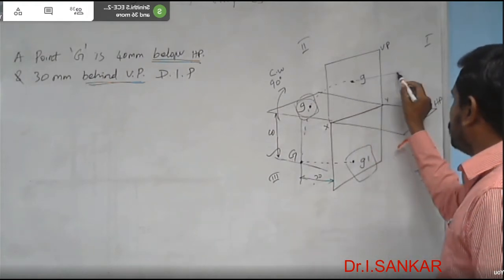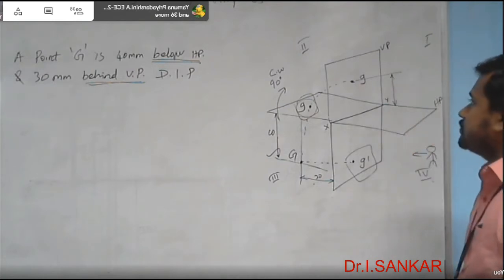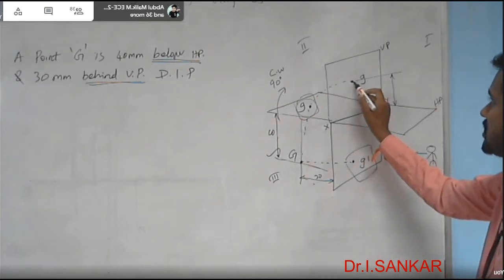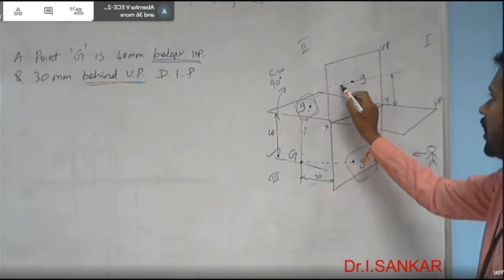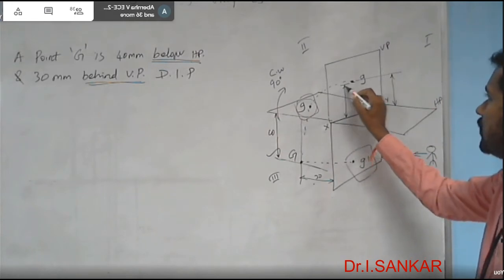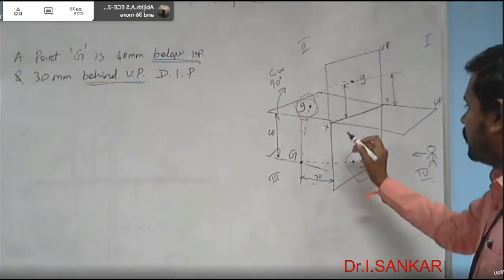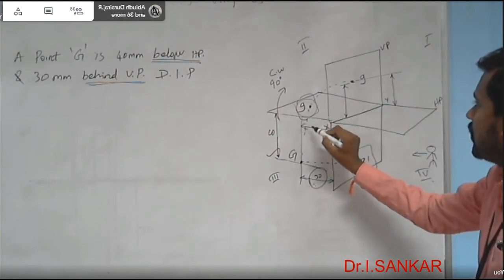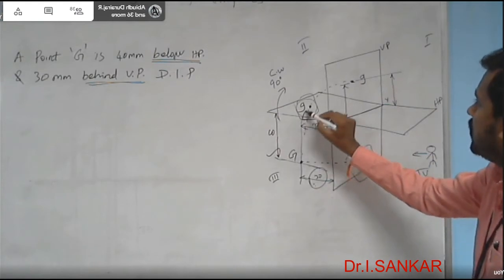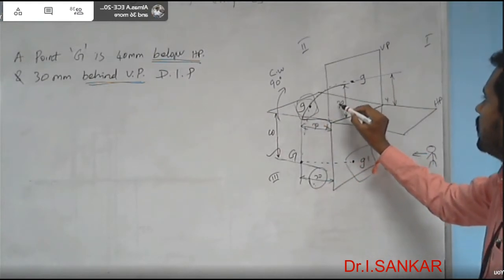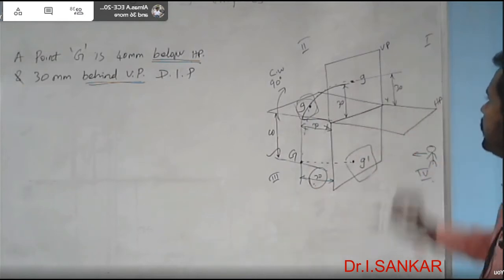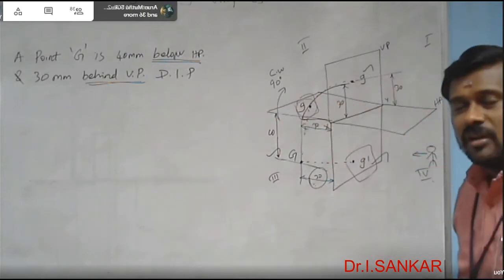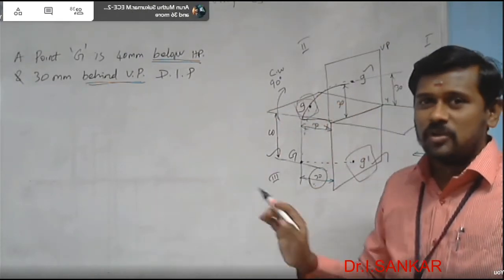And how much above? Any idea? What is the distance between this top view G and the horizontal plane? 30 mm. How much? 30 mm. Very good. The same 30 mm is maintained here also. Again the same will be maintained if you rotate it here. So this is 30 mm. Now we are going to draw this G dash and G in the paper, not with respect to HP and VP, but with respect to XY.